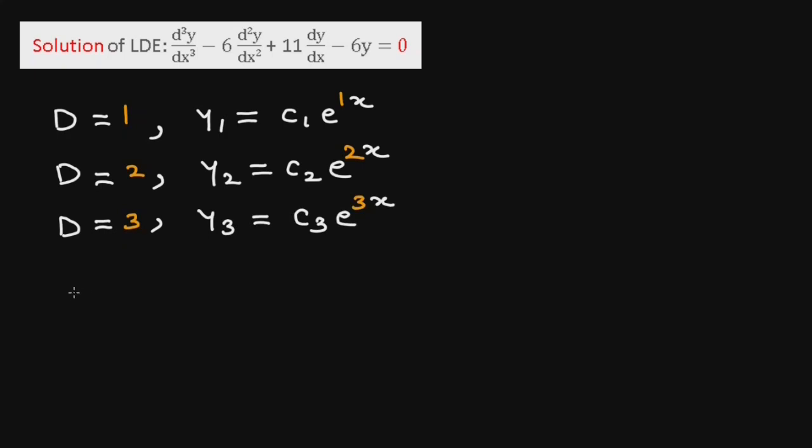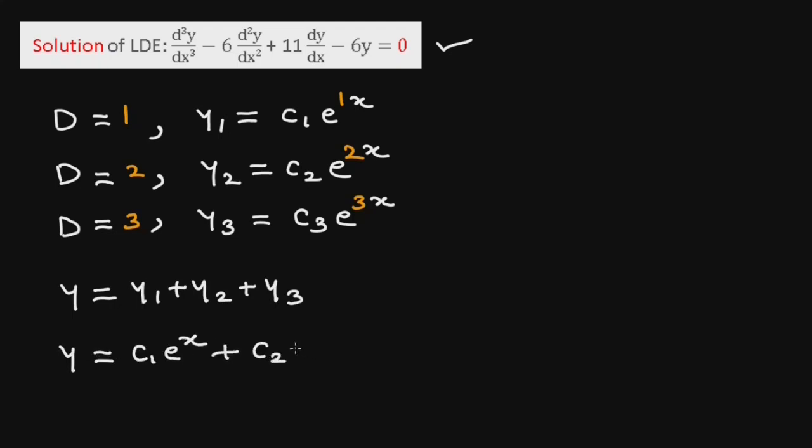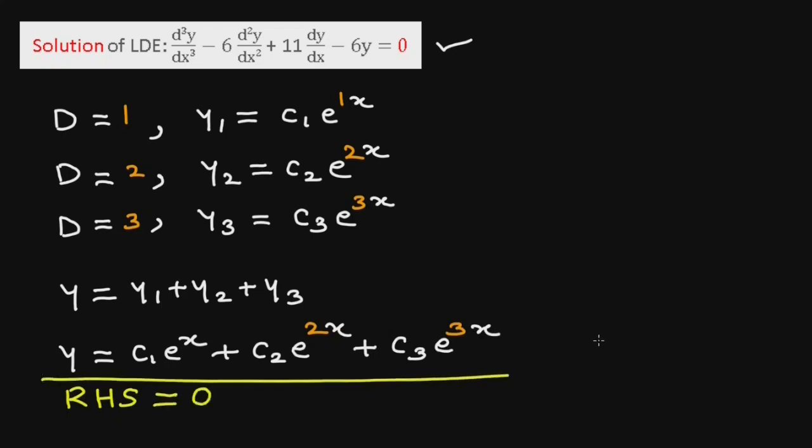So the total solution of this linear differential equation will be y equals y1 plus y2 plus y3, that is y equals c1 e raised to x plus c2 e raised to 2x plus c3 e raised to 3x. When the right hand side of the linear differential equation is 0, this solution is called the complementary function. The right hand side of this LDE is 0, so we will find its solution, that is the complementary function.